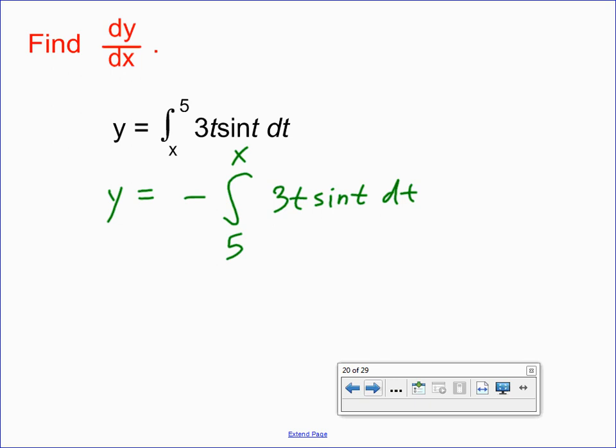The other thing is that symbolically, we can't find an antiderivative function for this 3t sine of t. We don't have an antiderivative rule yet to undo this product. And so at this stage in our lives, we're unable to find an antiderivative. Does that matter if we're trying to find the derivative of this?